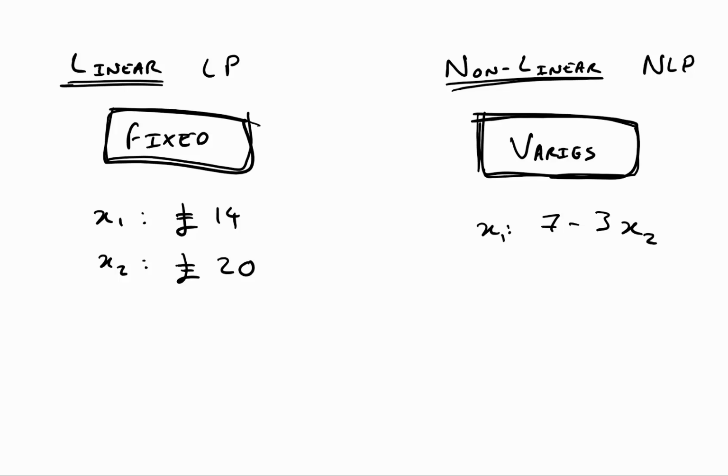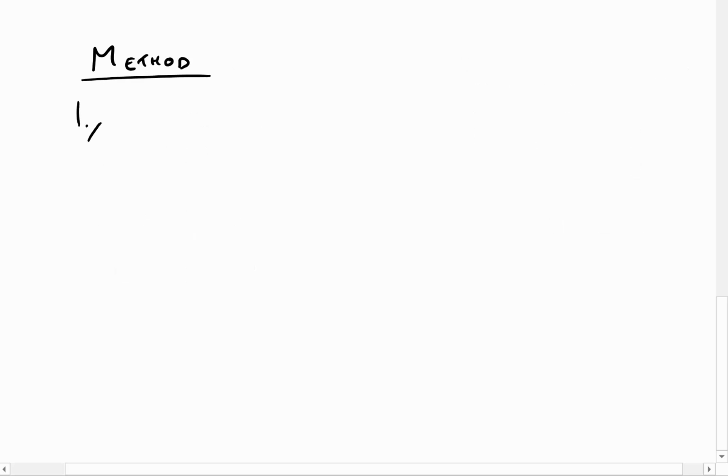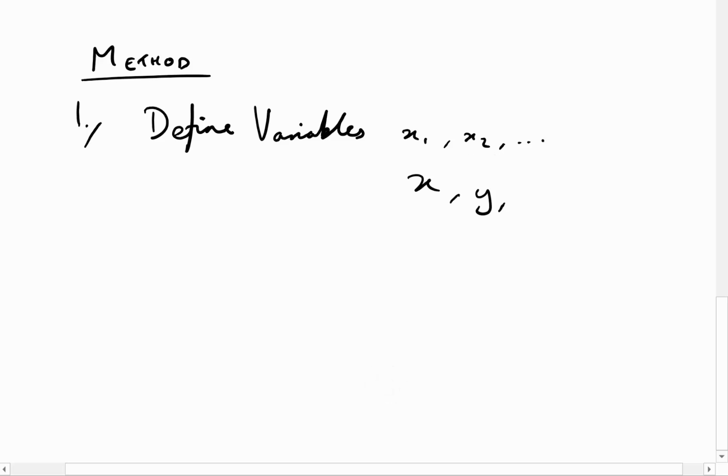Now, the method for setting up a non-linear programming problem and a linear programming problem is exactly the same. So how do we set it up? Well, the first step is always to define your variables. Define what you have. If you have products, you want to define x1, x2, and so on. Notice that we tend to define them using the same letter. Normally in usual maths you define them as x, y, and z, for example.